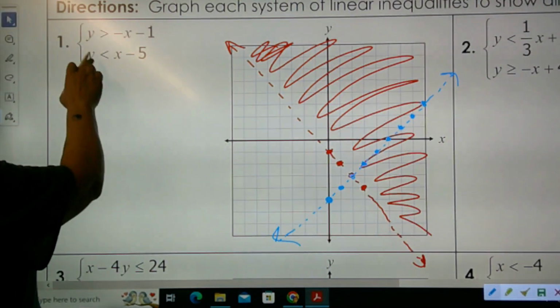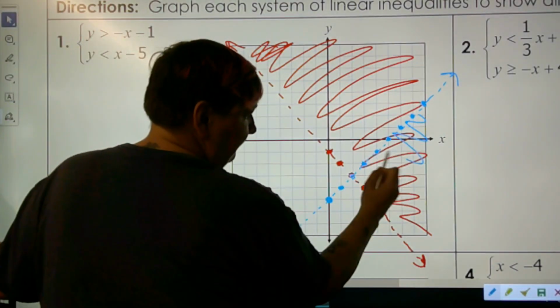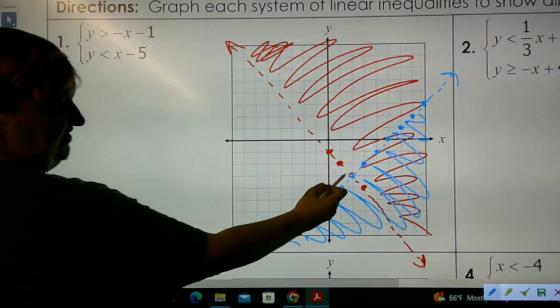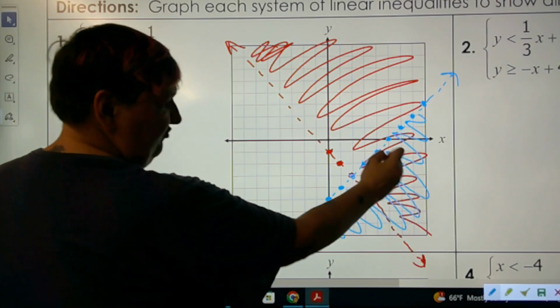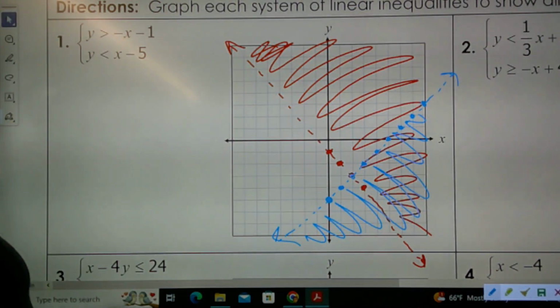This time we're going to go less than, so everything below the line. You see the area here where the two overlap? That's our solution.